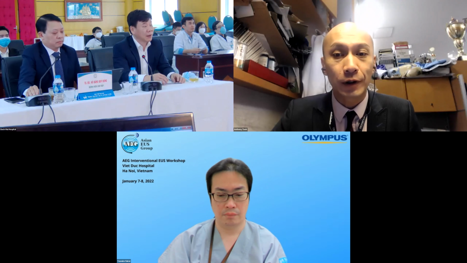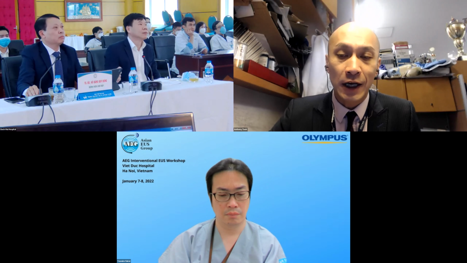So usually for pseudocysts, for example, after drainage, we will perform a CT scan maybe 1 or 2 months later. If the collection is completely resolved, then we can consider removal of the plastic stent. For walled-off necrosis, if all the solid component has been cleared, we'll perform a follow-up CT scan around 4 weeks' time. And if the collection is resolved, then we would remove the metal or plastic stent.